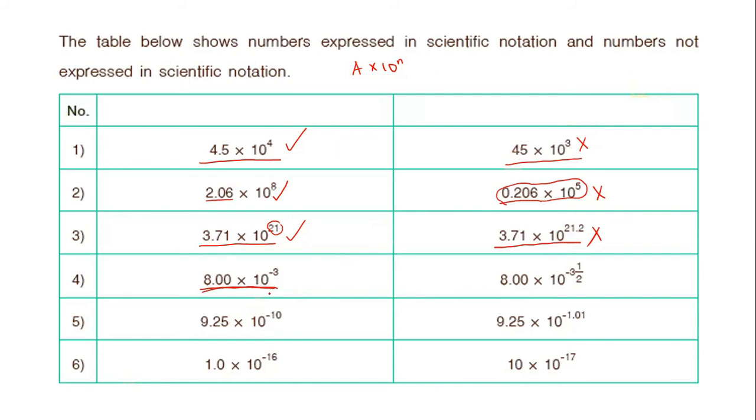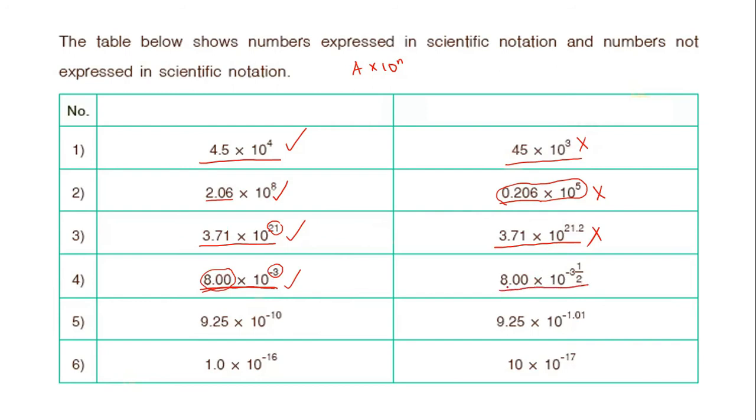Yes, I think it's right. Why? Because it has the correct form. Okay, so because you see 8 is bigger than 1 and smaller than 10. And you see the power of 10 is -3 and -3 is an integer. Correct. And what about this one?